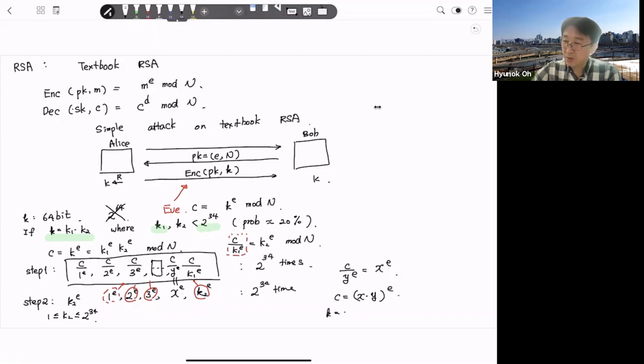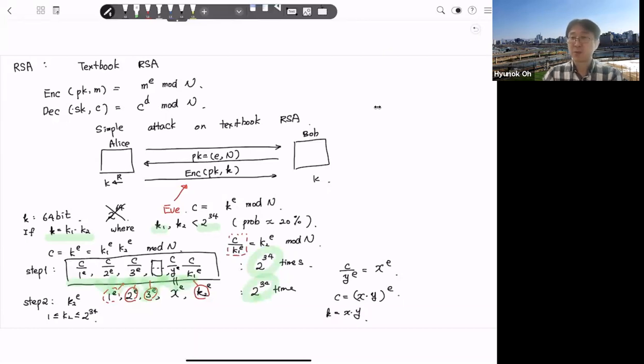So k is actually x times y. Okay. So Eve is trying every case to check whether this matches the c over something to the e. So with 2 to the 34 times, we have to make a table, and we are trying 2 to the 34 times to check whether this is there. Okay. So to check whether this value is in the table, we have to do binary search.